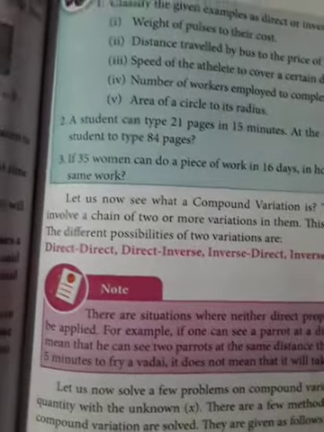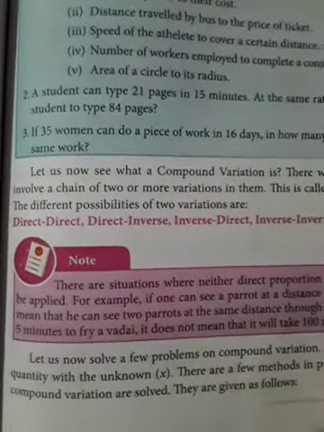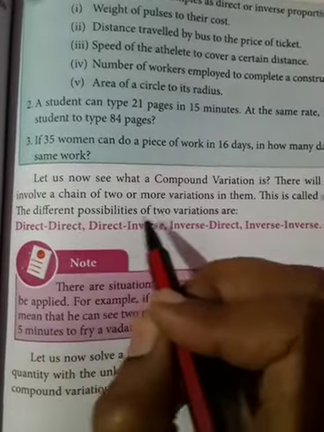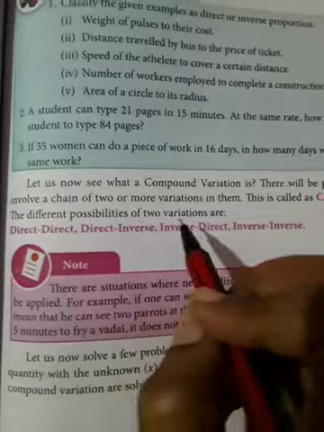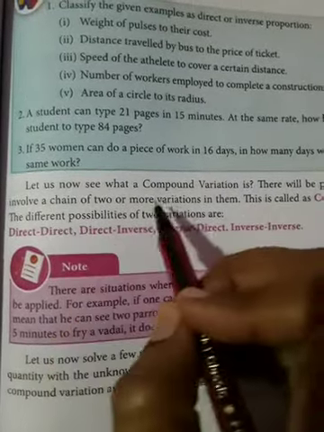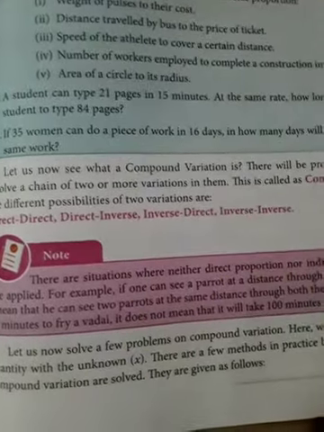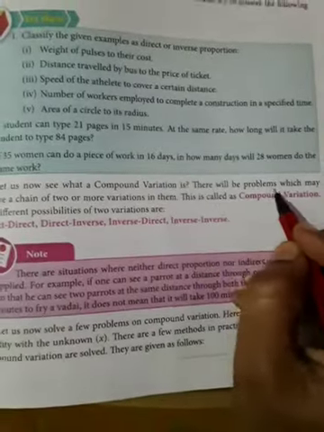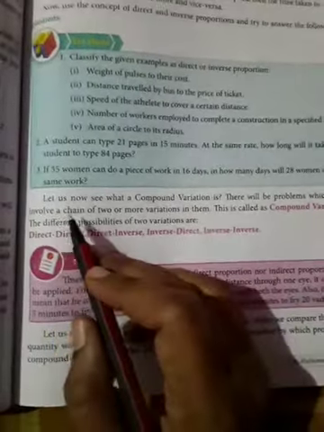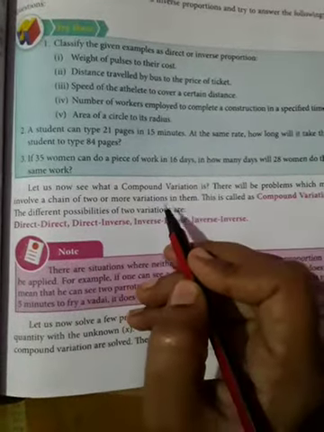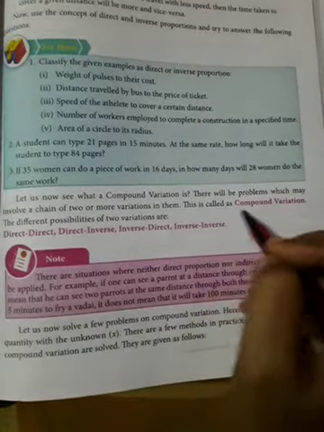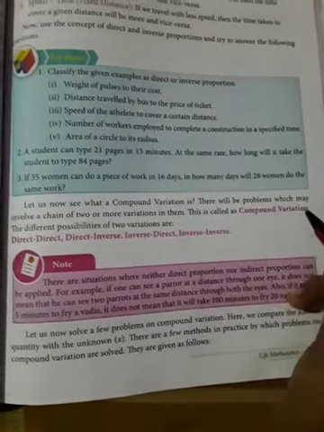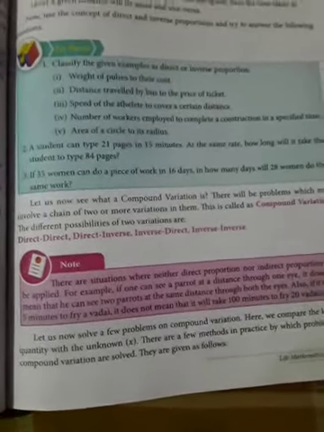Okay, so now compound variation. The different possibilities of two variations. If you have two variations, then only we can consider that a compound variation. Listen to this line: there will be a problem which may involve a chain of two or more variations. If you have two or more variations, then only we can call it a compound variation.